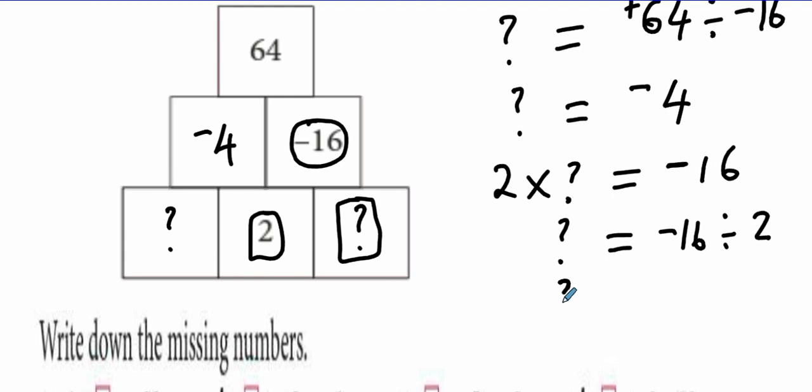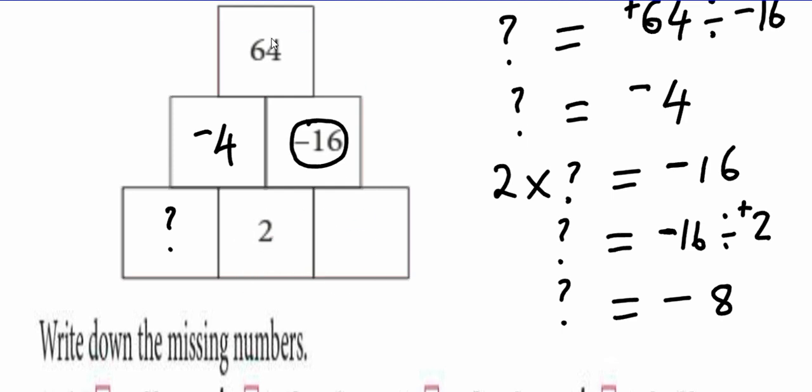Now, like we said earlier, you start with signs. Negative divided by positive, the answer is negative. 16 divided by 2, the answer is 8. So here we go. The number missing over here is negative 8.